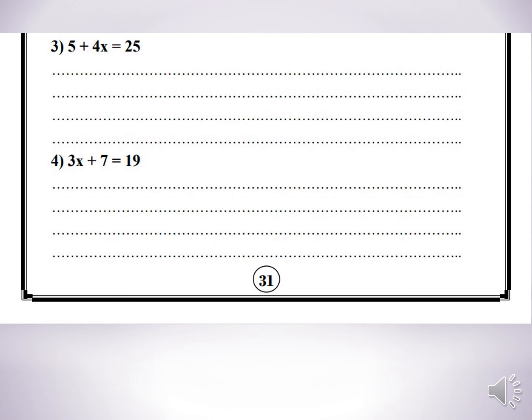In number 3, I have 5 plus 4x equals 25. So first you have to send the number which is not stuck to the x to the other side with an opposite sign. So it will be minus 5. So 4x as it is equals 25 minus 5, and 4x equals 20. So I want to find the value of x. So circle the 4, send it to the other side with the opposite sign. Here I have a multiplication, so I will send it to the other side. It will be division. So x equals 20 divided by 4. 20 divided by 4 equals 5, so x equals 5.